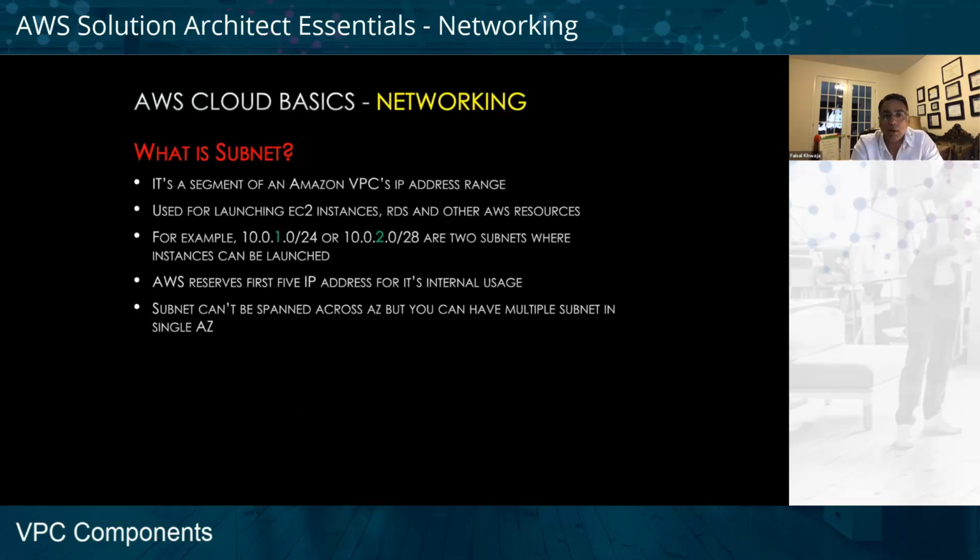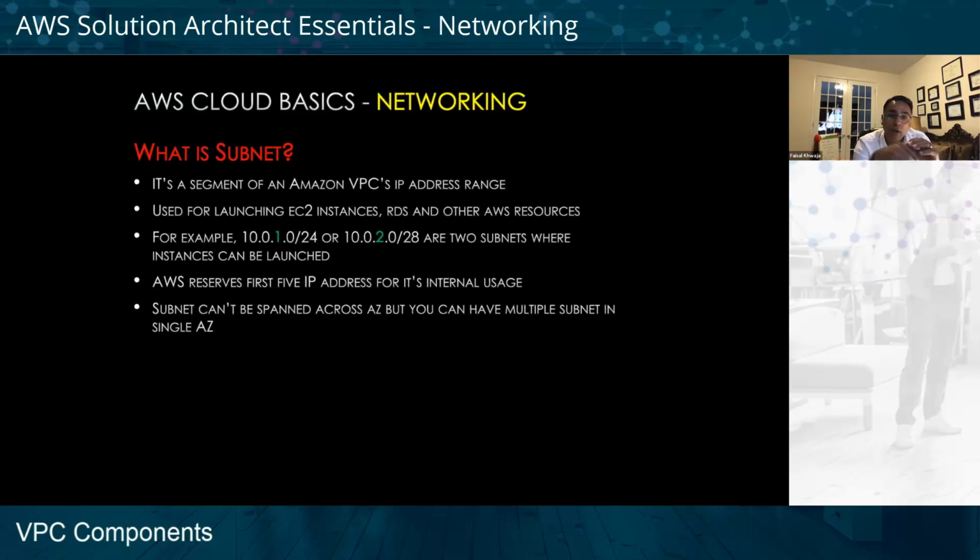All right, let's talk about what a subnet is. A subnet, again, I touched on briefly, is a segment of an Amazon VPC IP address range, right? Used for launching EC2 instances, RDS, and other AWS resources. For example, 10.0.1.0/24 and 10.0.2.0/24, which are in green, are 2 subnets where instances can be launched.